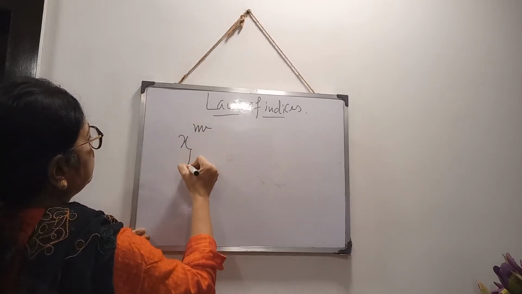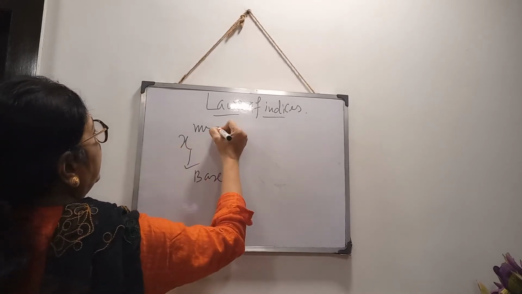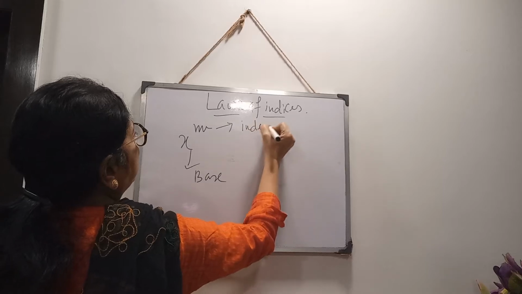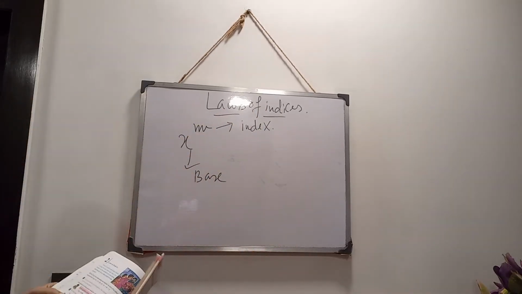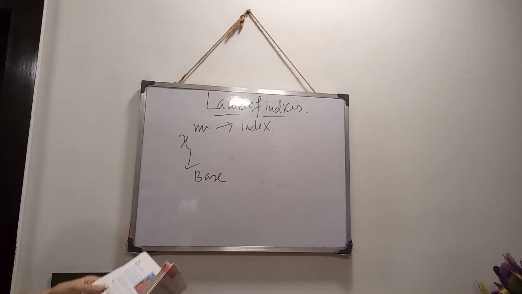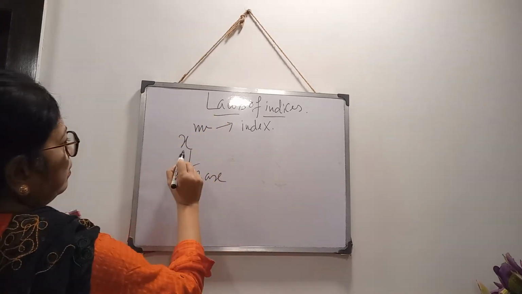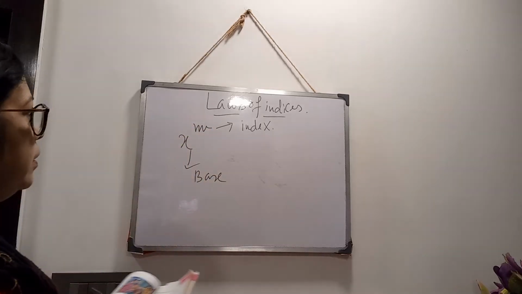Here x is called base, B-A-S-E, base, and m is called power or index. Clear? Power or index. X is base and that is power or index. Here x is any real number and m is a positive integer. X is any real number and m is a positive integer.